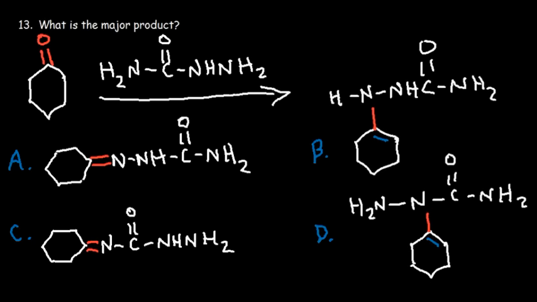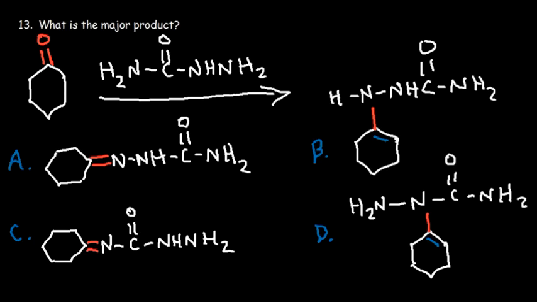So number 13, what is the major product? So here we have a ketone, cyclohexanone, and this amide, I believe it's a semicarbazone group. But what do you think the major product for this reaction is? Do you think it's A, B, C, or D?